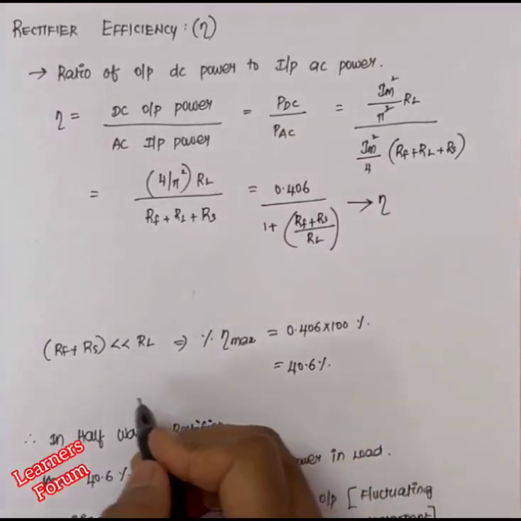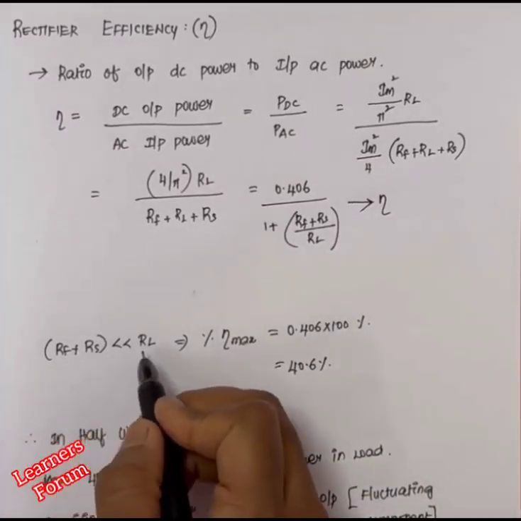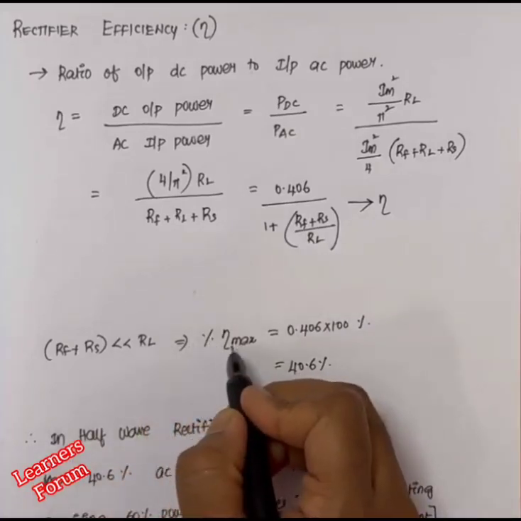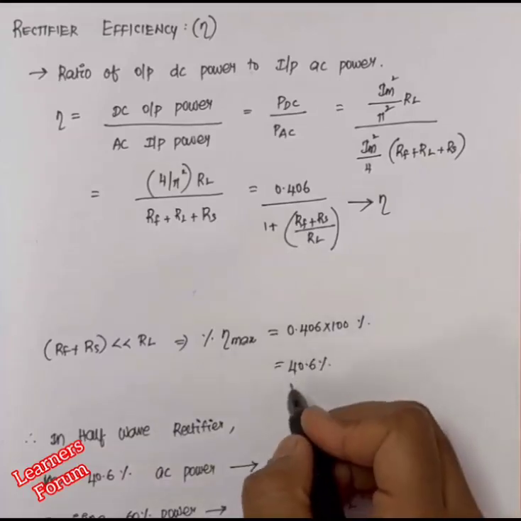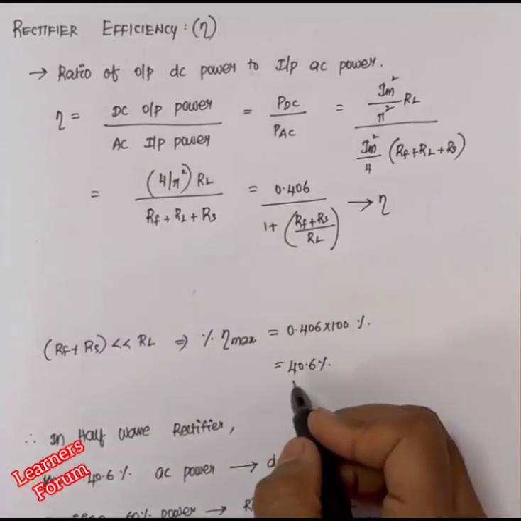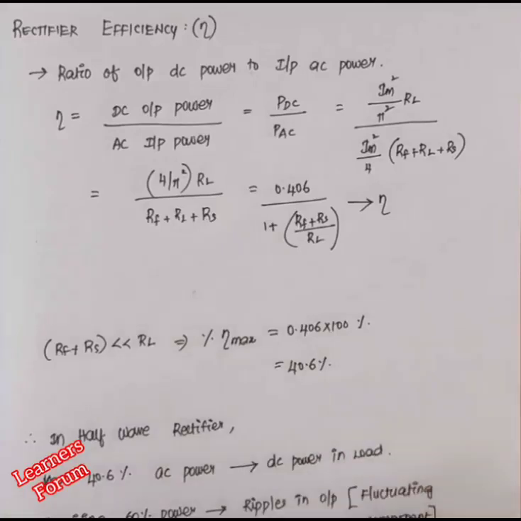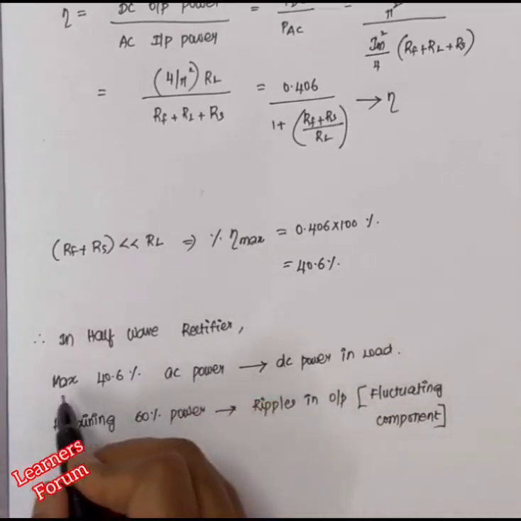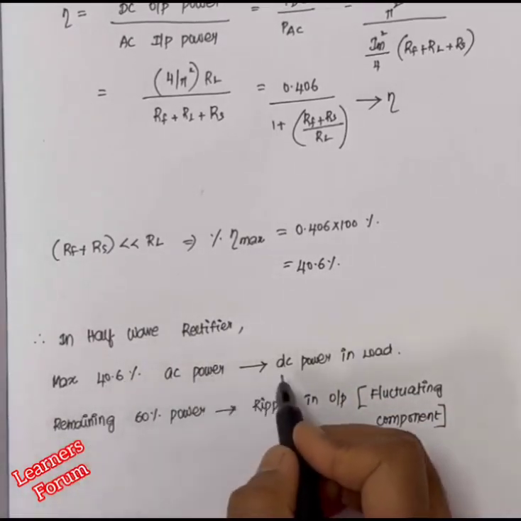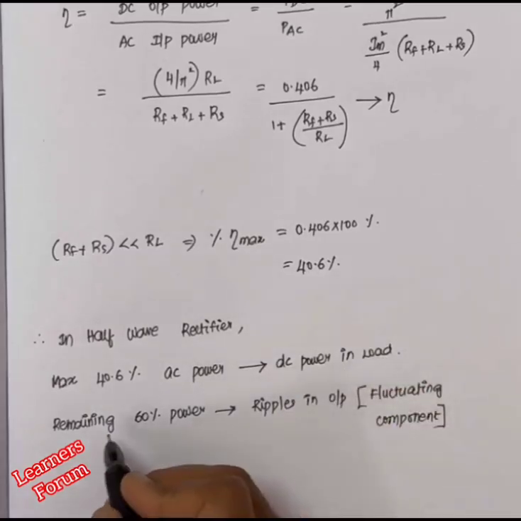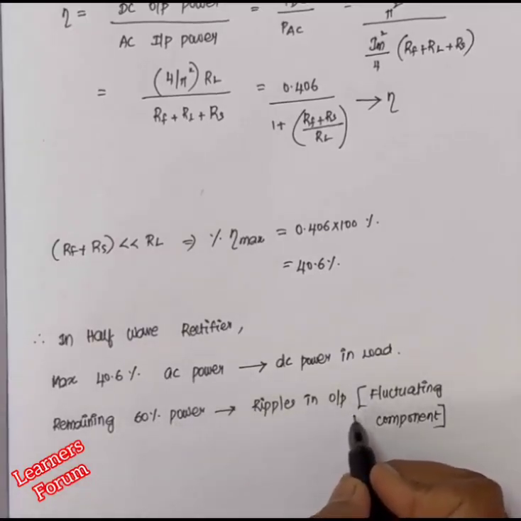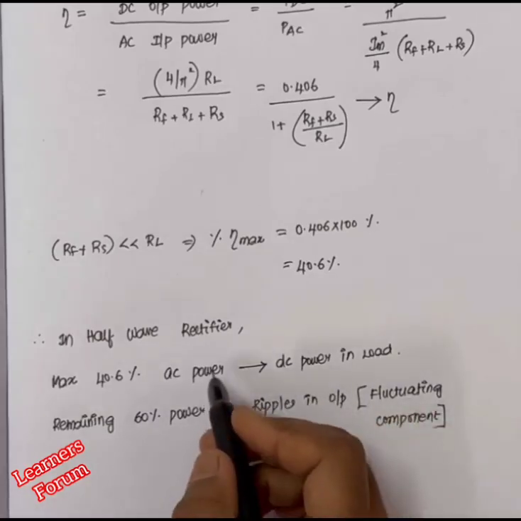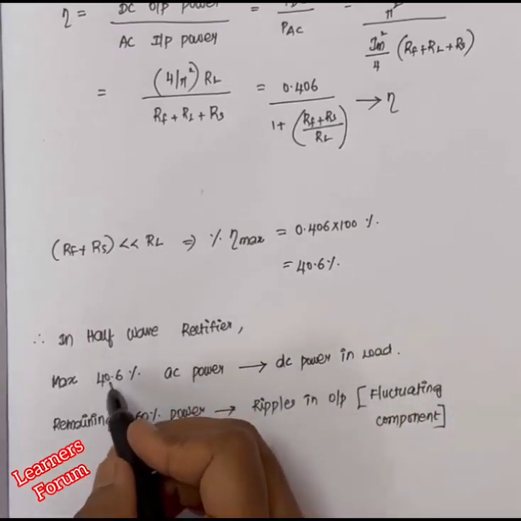So considering RF plus RS is very much less than the load resistance RL, the percentage of maximum efficiency will be 0.406 into 100%, which is nothing but 40.6%. So this is the rectifier efficiency value. In a half wave rectifier, the maximum 40.6% of AC power will be converted to DC power in the load. So the remaining 60% of power, what happens to it? This 60% of power will be converted into ripples in the output, which is nothing but the fluctuating component. So this is the maximum rectifier efficiency, which is 40.6%.